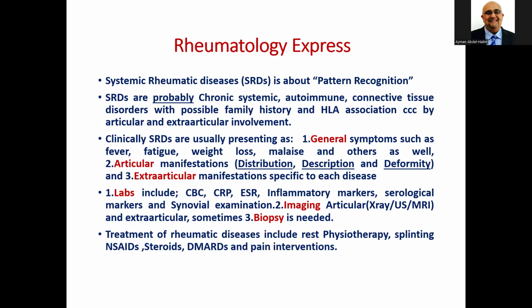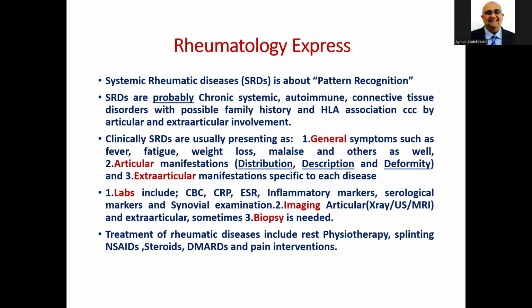Basic but important concepts in rheumatology. First, systemic rheumatic diseases is about pattern recognition. Systemic rheumatic diseases are probably chronic, systemic, autoimmune, connective tissue disorders with possible family history and HLA association, characterized by articular and extra-articular involvement.